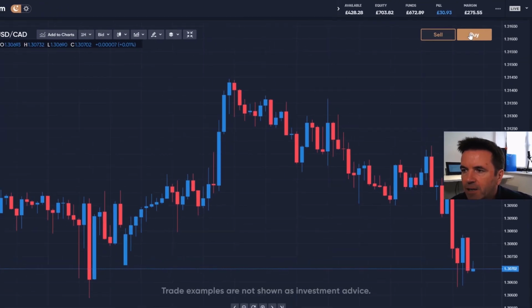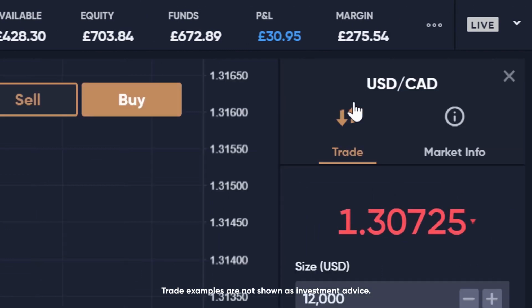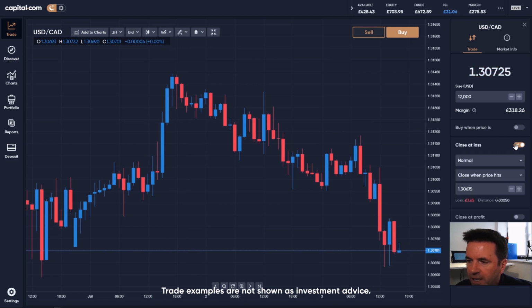Let's place the trade. I'll go to the top right up here to buy, click on buy, and it opens up my dealing ticket. Let's say I'm going to put my stop loss below these lows, so somewhere the other side of 130.60. I'll choose 130.30. So let's put close at a loss. I'll click on that, and I'm going to choose 130.30. So my stop's in.